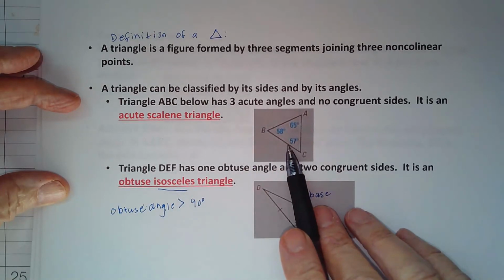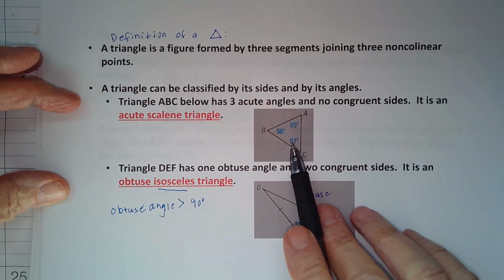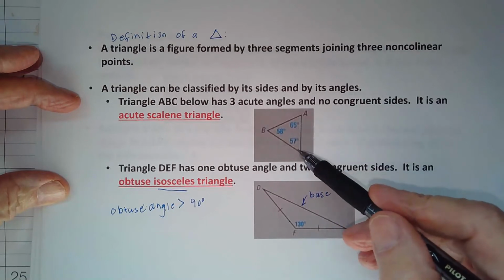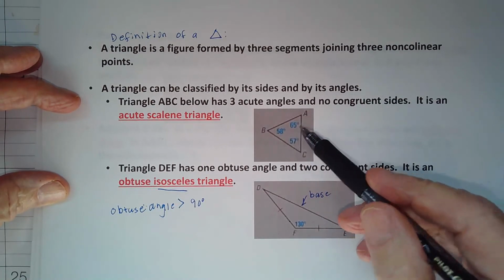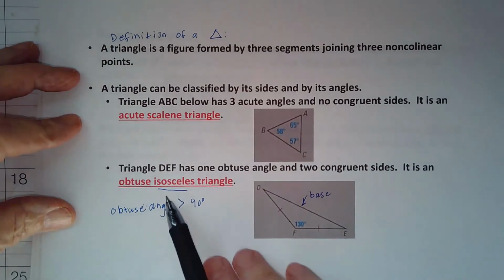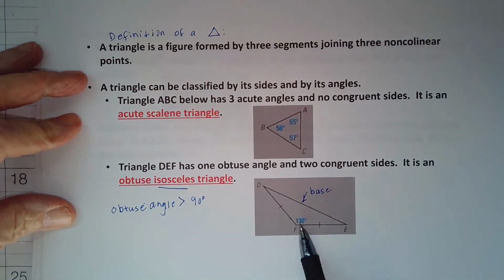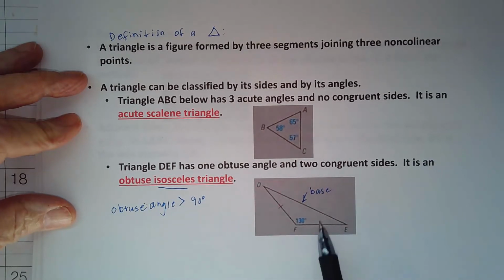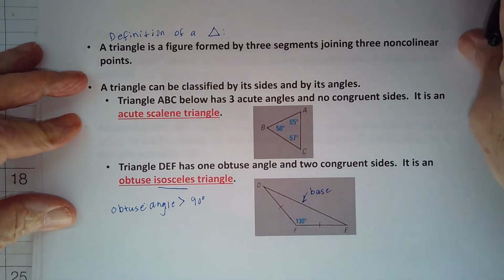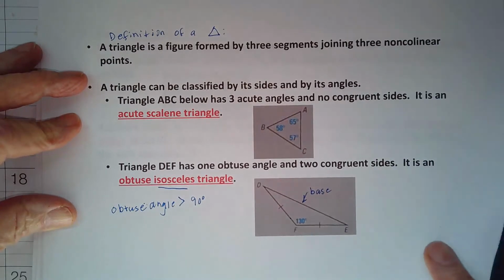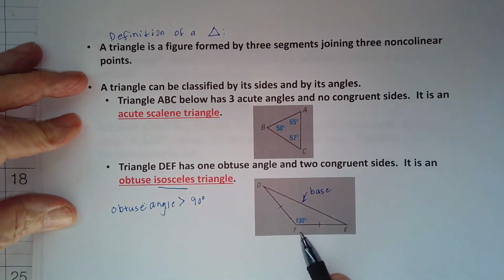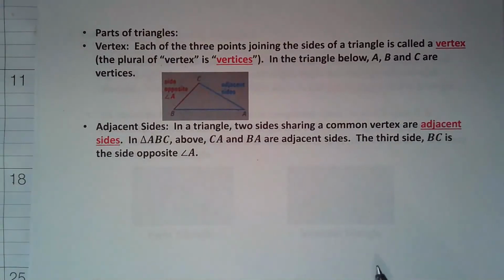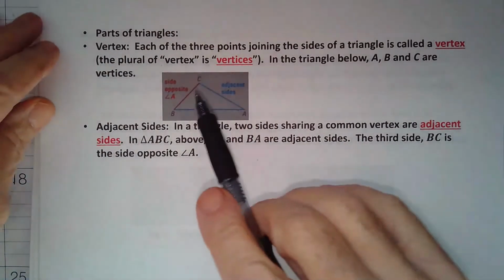So this triangle ABC below has three acute angles and no congruent sides. And you'll notice the angles each have a different measure. And so this is an acute scalene triangle. Triangle DEF here has one obtuse angle. Remember, that's greater than 90 degrees. And two congruent sides. And then, of course, the third side is its base. So this just happens to be an isosceles triangle that has an obtuse angle in it. A subvariation of a triangle.